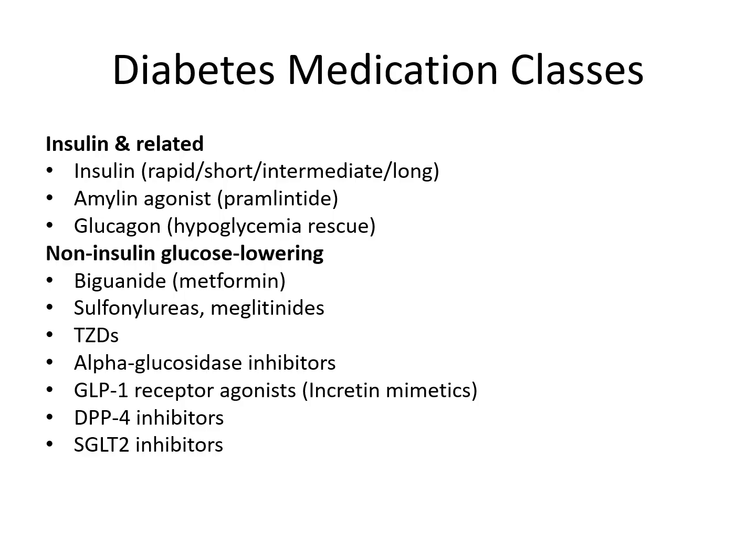DPP-4 inhibitors prolong endogenous incretin activity. And our SGLT2 inhibitors promote urinary glucose excretion. So try to think of each class not as a name to memorize, but as a mechanism targeting a specific pathway defect in diabetes: secretion, resistance, absorption, or excretion. And throughout the lecture, we'll break each of these down one by one.